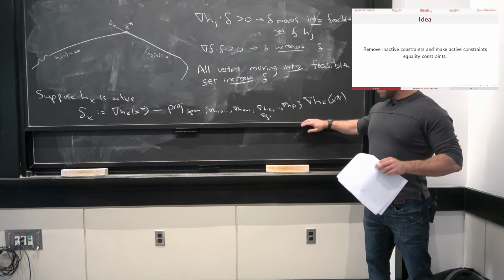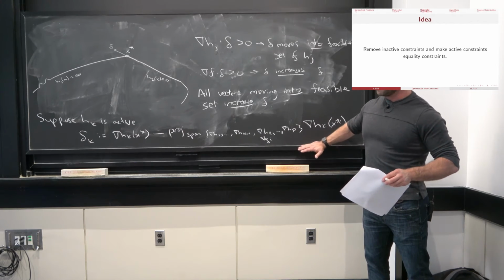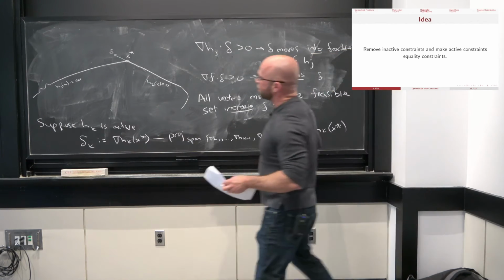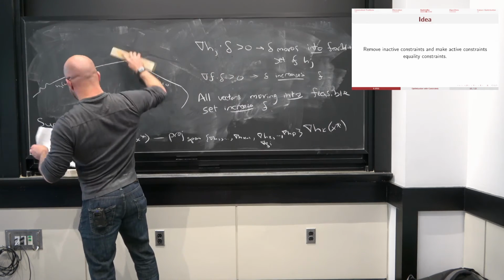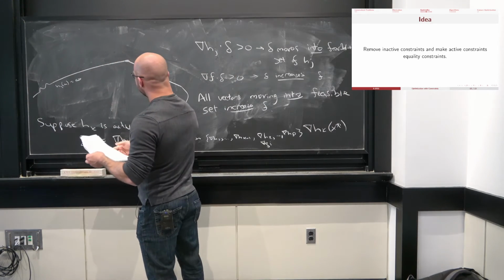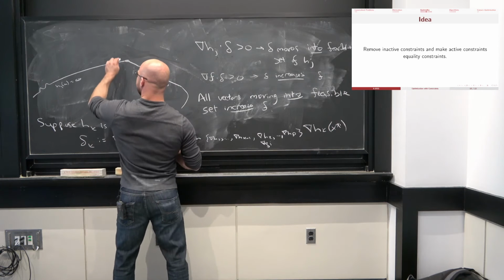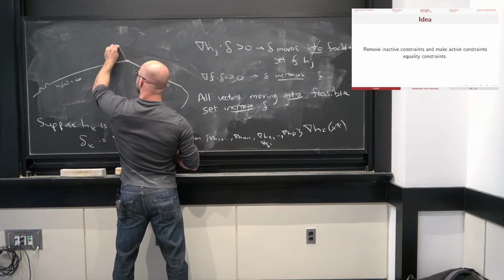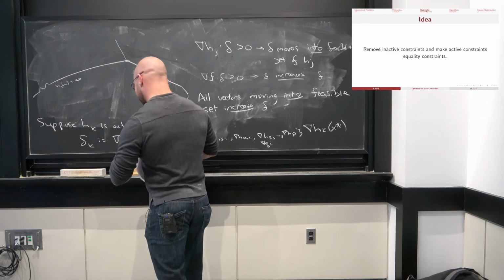So this seems like a weird vector, but let's draw a picture of what it is. First of all, the gradient of h1, we know points, oops, did I already get it wrong? I did.